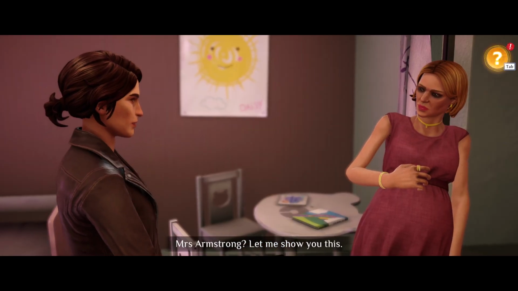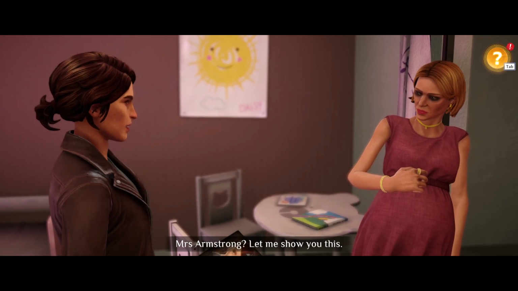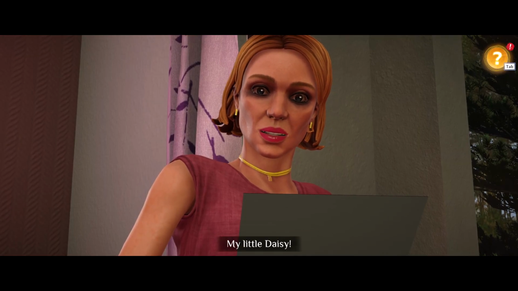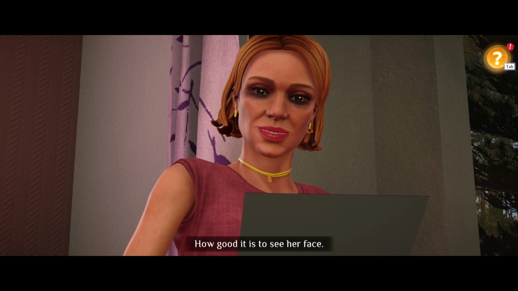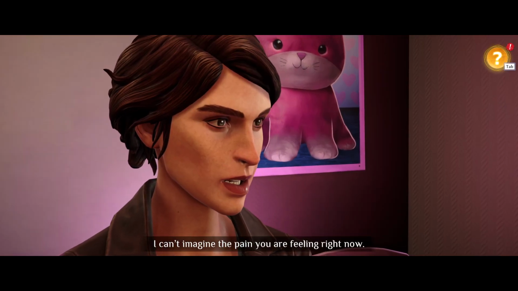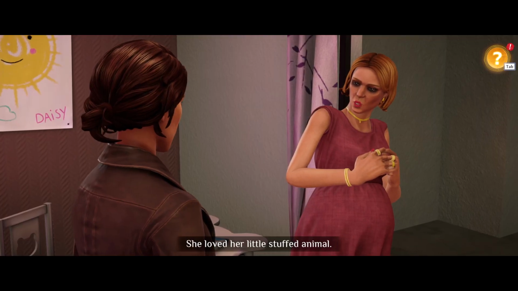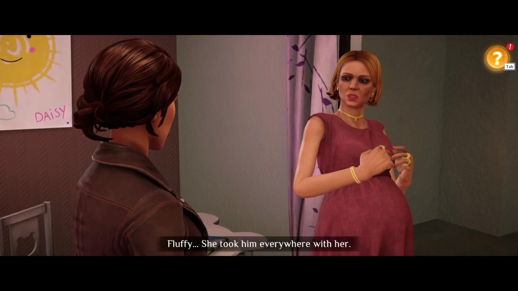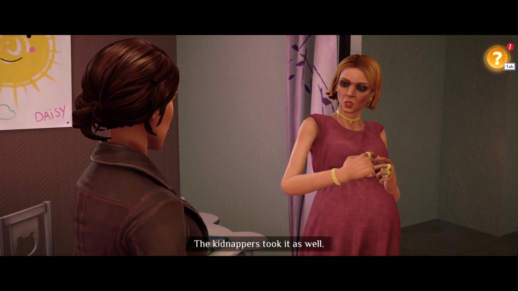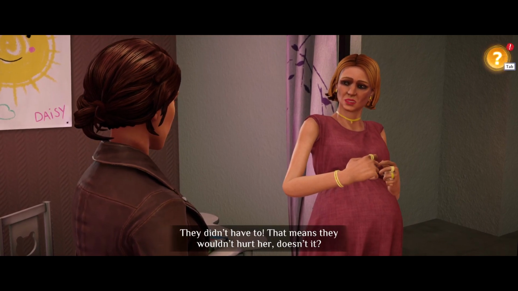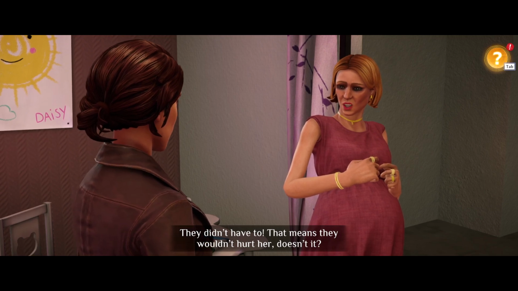Mrs. Armstrong? Let me show you this. Daisy, my little Daisy. I miss her so much. How good it is to see her face. I can't imagine the pain you're feeling right now. She loved her little stuffed animal, Fluffy. She took him everywhere with her. The kidnappers took it as well. They didn't have to. That means they wouldn't hurt her, doesn't it?